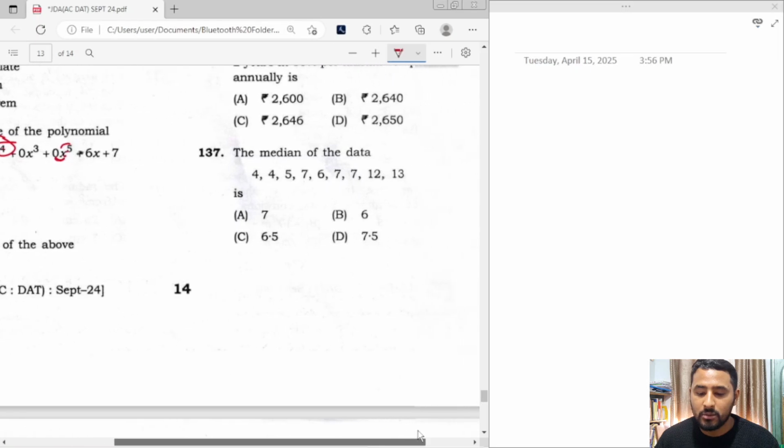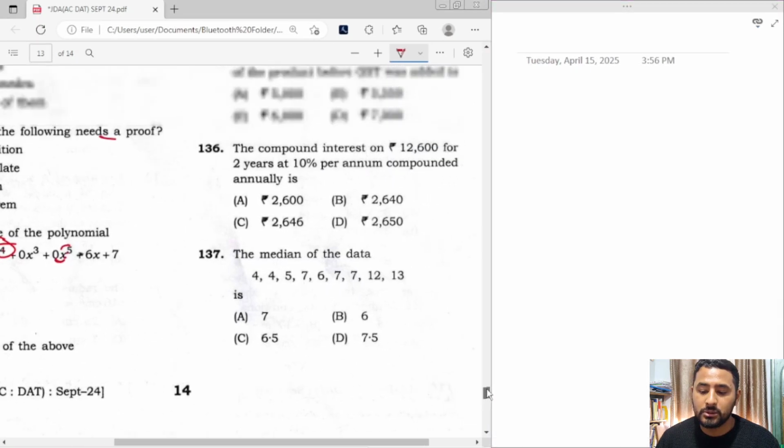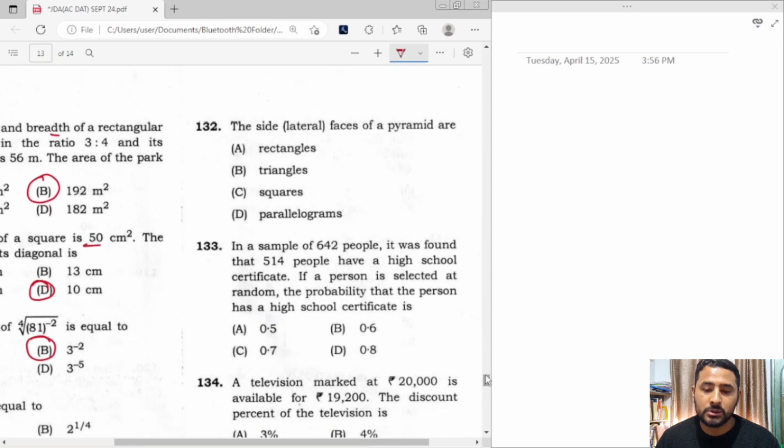131. Let's go, 132 now. 132. The lateral faces of a pyramid are... Always remember it is triangles, okay? Pyramids' faces are triangles.